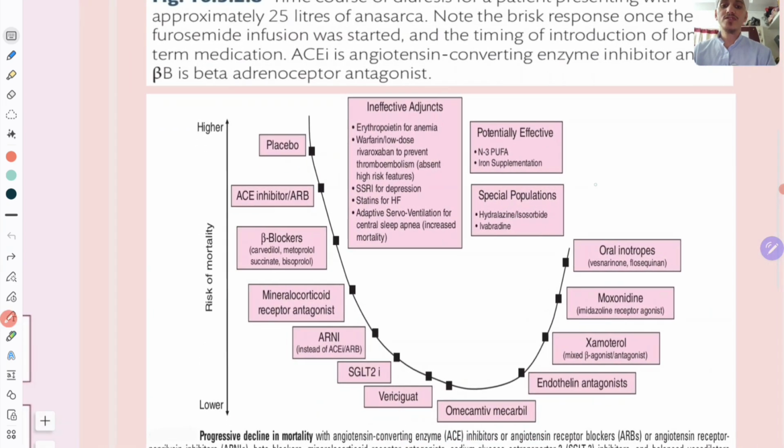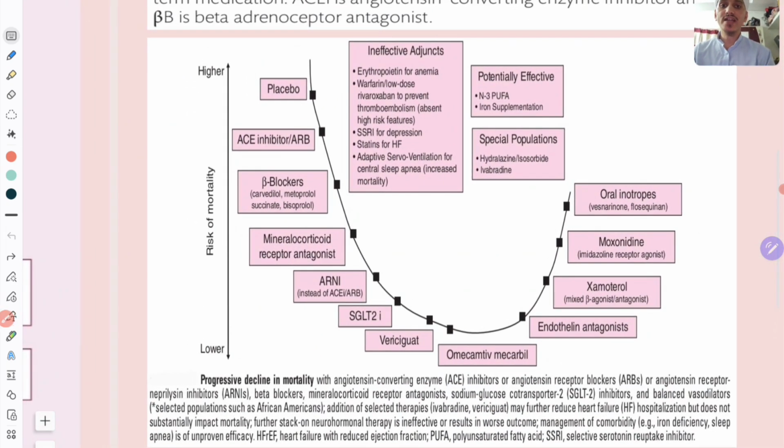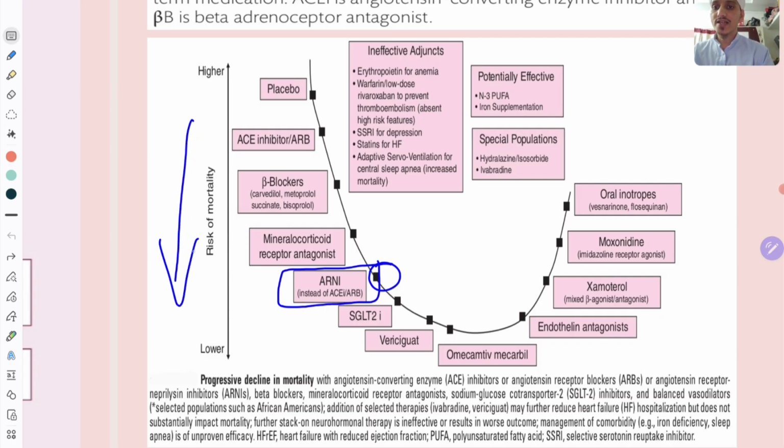Now this is a flowchart which shows the reduction of mortality with drugs. You can see here ARNI instead of ACE inhibitor or ARB is reducing the mortality. This is the graph of mortality. See how much mortality is reducing here. ARNI is reducing so much mortality, and if you see here ACE inhibitor and ARB also are reducing mortality, but the reduction is very much less than ARNI. That's why ARNI is the first line drug for heart failure patients.